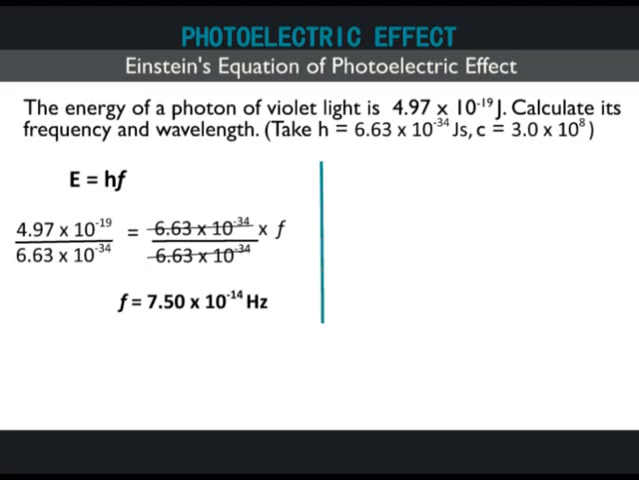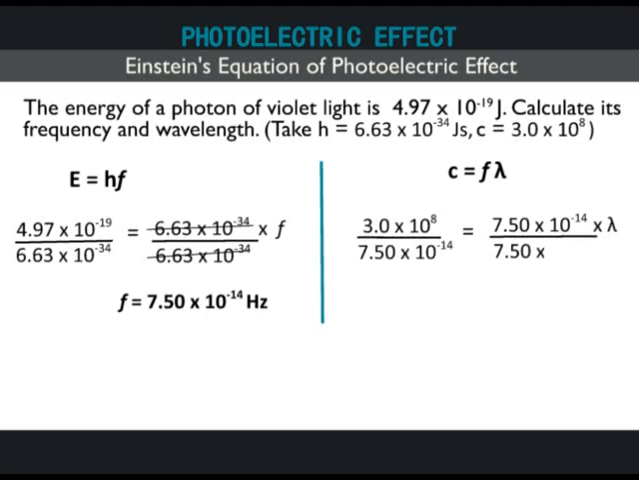Then we calculate the wavelength. c is equal to f lambda. 3.0 times 10 to power 8 is equal to 7.50 times 10 to power 14 times lambda. To get lambda, we divide both sides by 7.50 times 10 to power 14. That gives us a wavelength equal to 4.0 times 10 to power negative 7 meters.